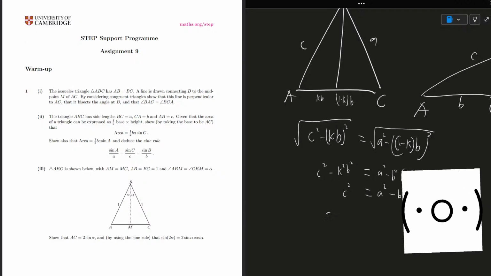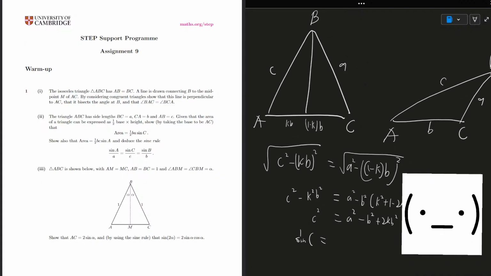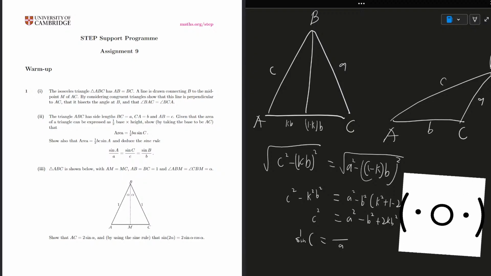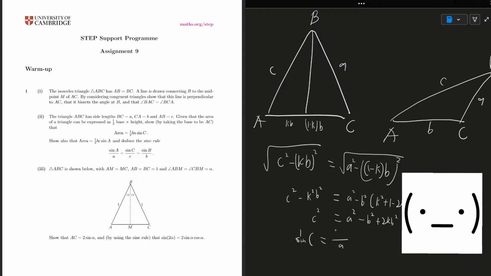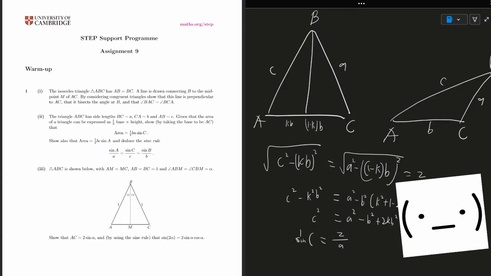First, we need to define what sine C is. A is dividing it, of course. Then you've got the opposite, which I guess is one of Z. I would just call it Z.